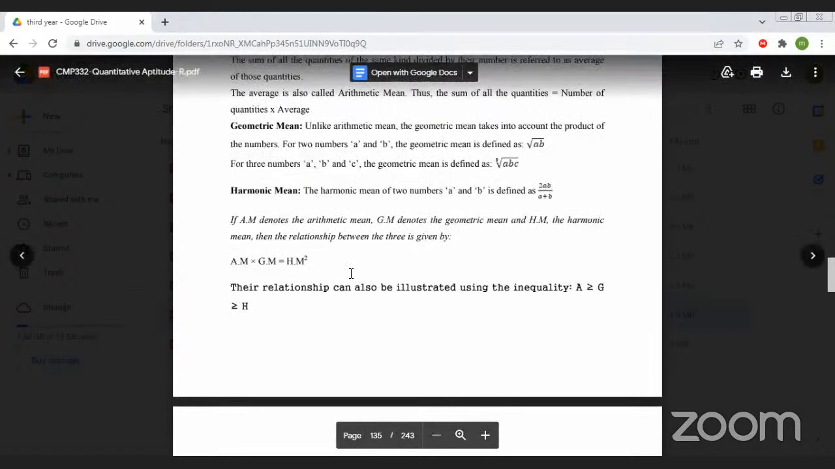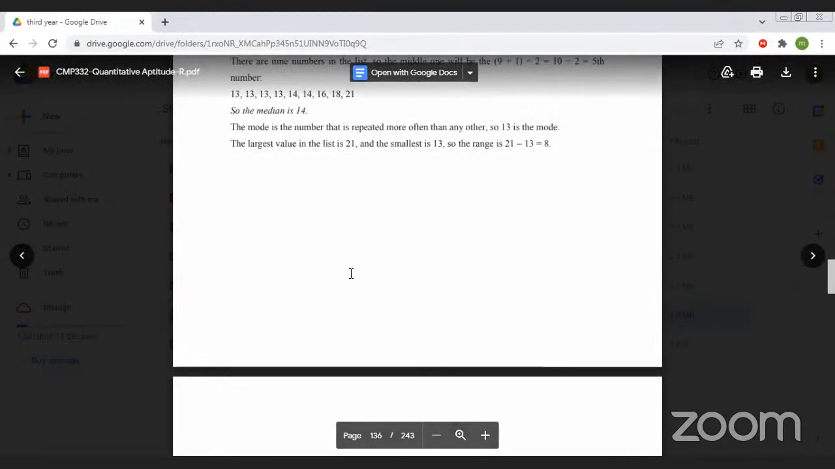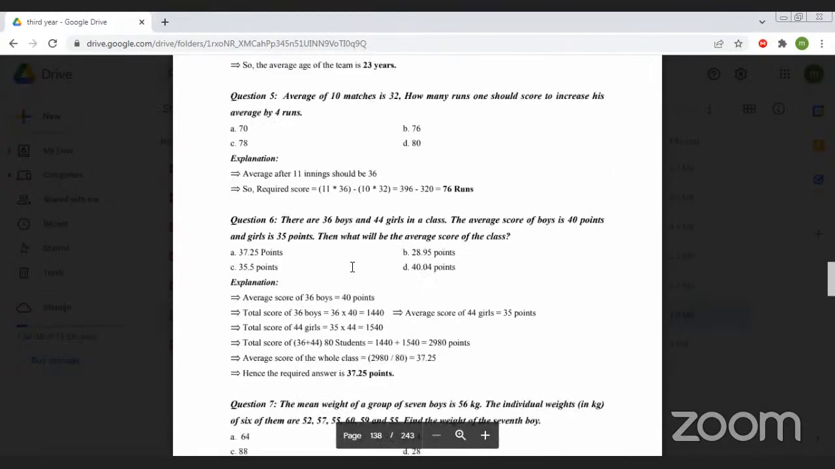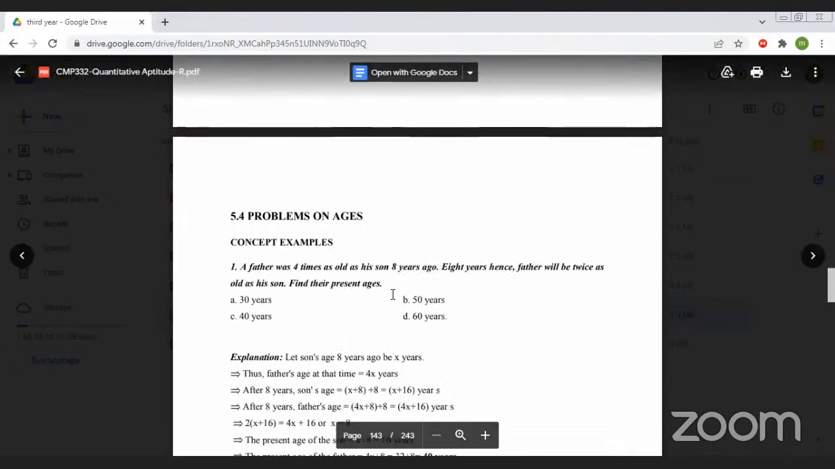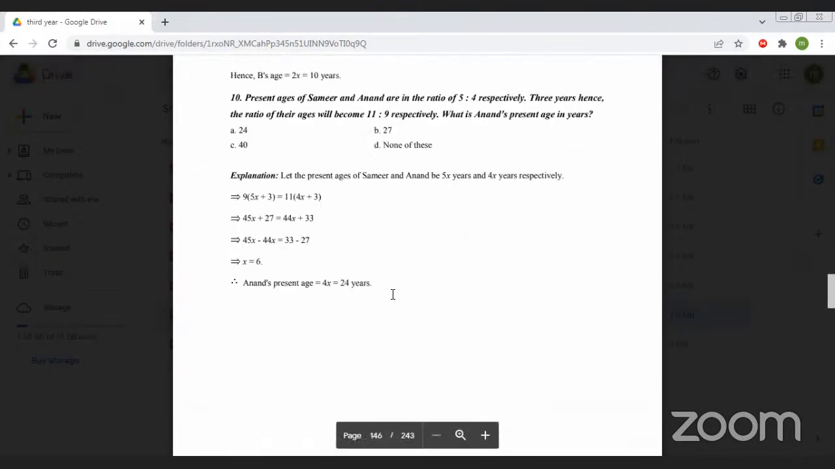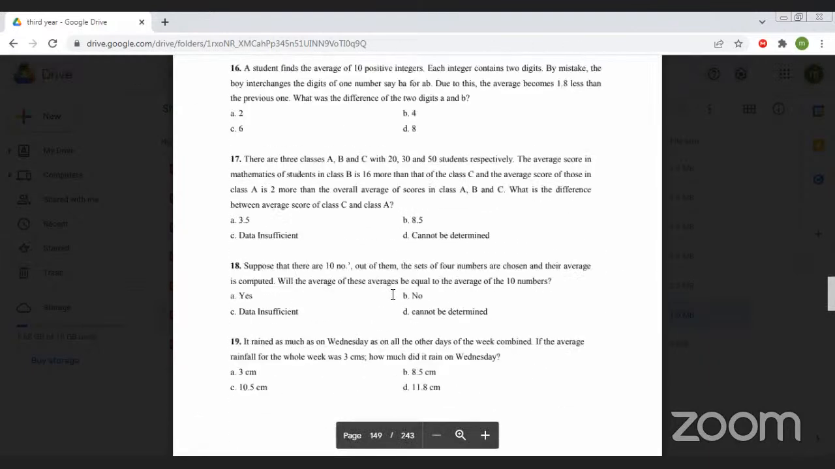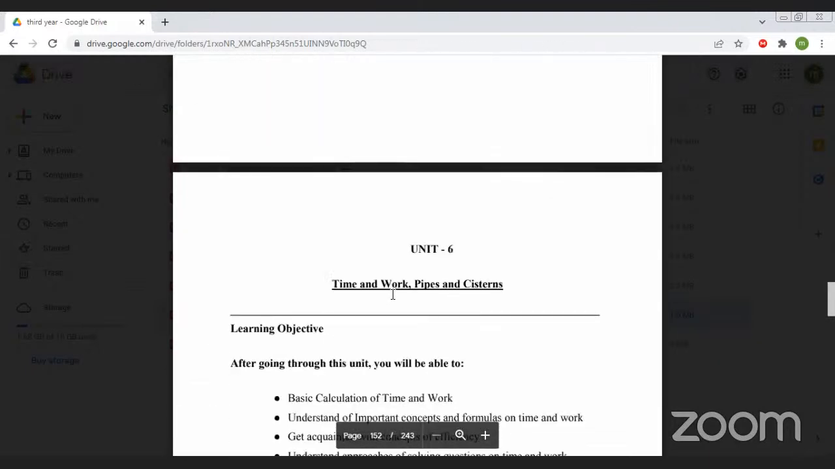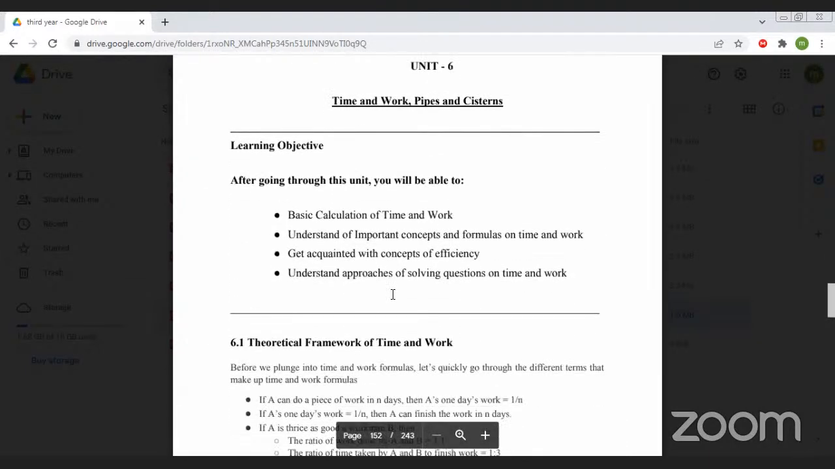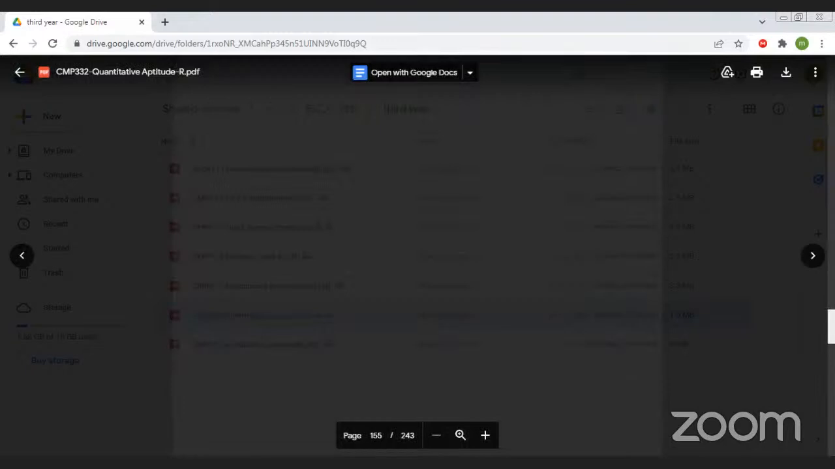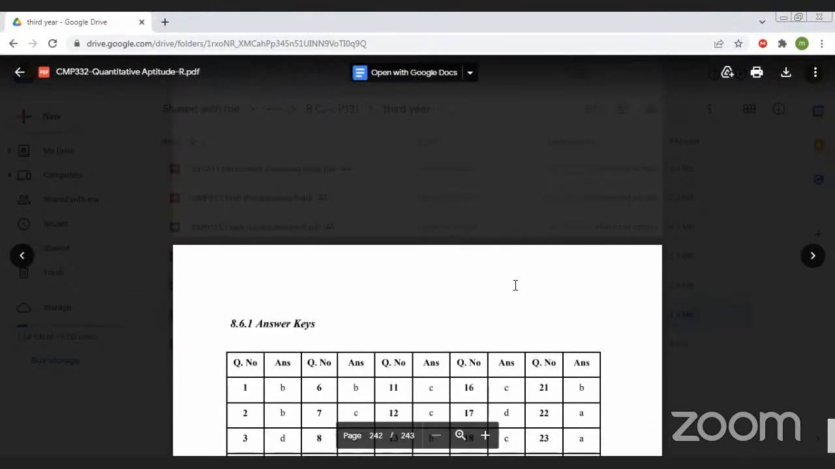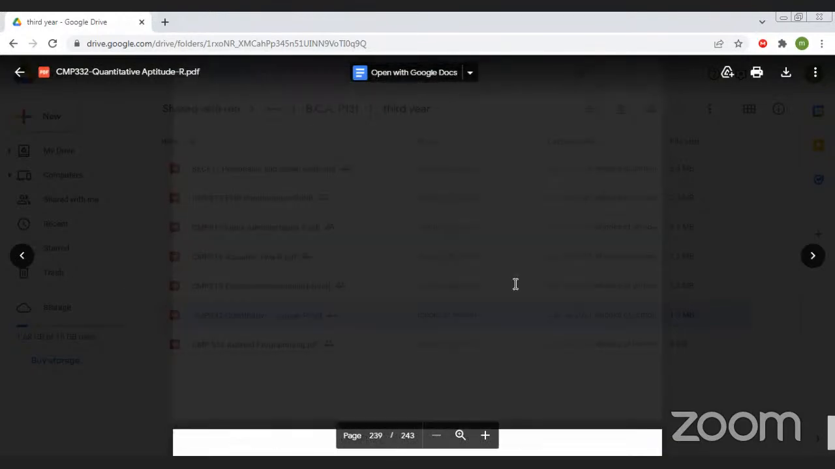See, this topic is done because I had shown you the properties of this. So this is also done for us. Ages and all is also done. After that, what do we have? Time and work, pipes and cistern. But before that, let's move further. We will start from below. What are those there? Let's check.